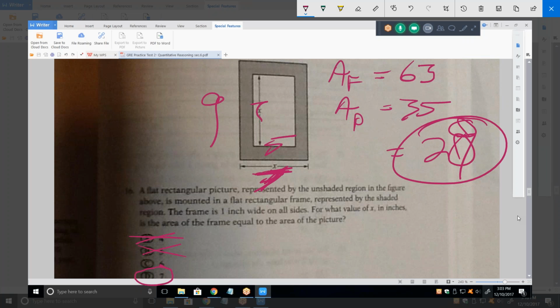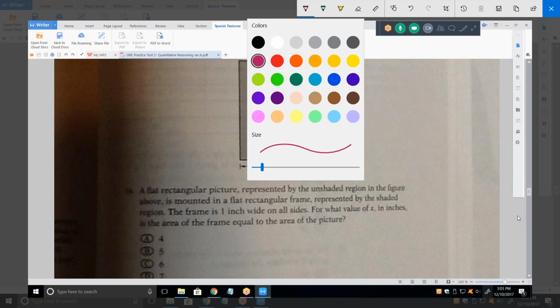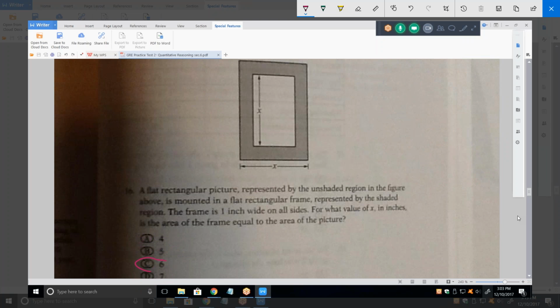So we got the area of the frame was too big, meaning we need a bigger X. Yet, hold on a second. Let's go back and try 6 just to see. The bottom number is 8. Algebraically, let's make sure 6 works. We're going to test 6. Okay. Let's make sure that our algebra was correct.